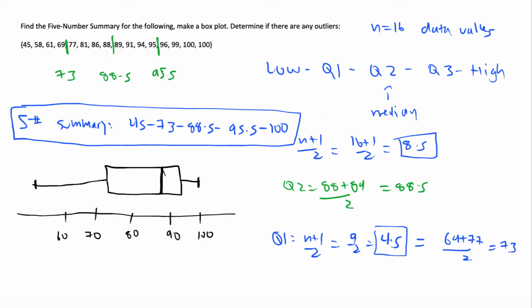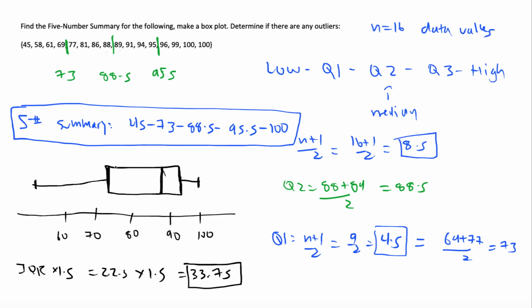How do we know if there are any outliers? What we want to do is find the interquartile range and multiply that by 1.5, and then use Q1 and Q3 as reference. What do we have here for the interquartile range? Remember, this is Q3 minus Q1. So 95.5 minus 73 in this case is 22.5. Then when we multiply that by 1.5, we get 33.75.